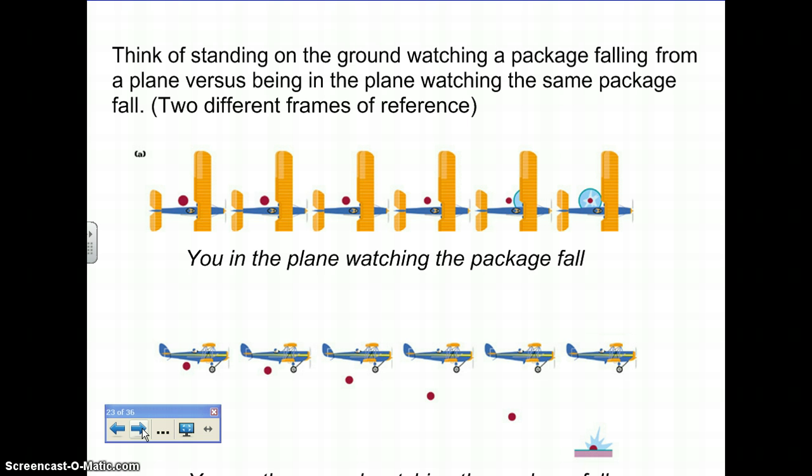So for instance, let's stick with this scenario. This pilot is flying a plane, and this is like a bird's eye view, so you're looking down onto this plane as it is flying. And this pilot drops a package, and this package looks like it's always staying right here in relationship to where the pilot is, right? So it's always just going to be in this position throughout its time. So when you are in the plane watching the package fall, you are thinking that that package is moving straight down, right?